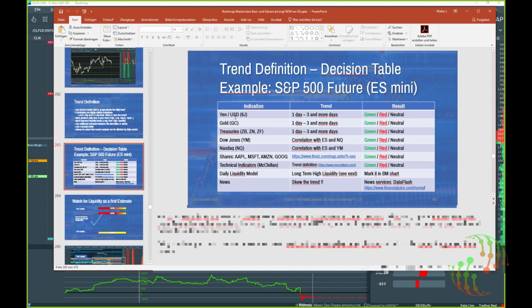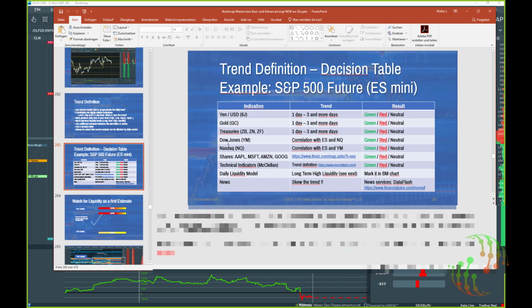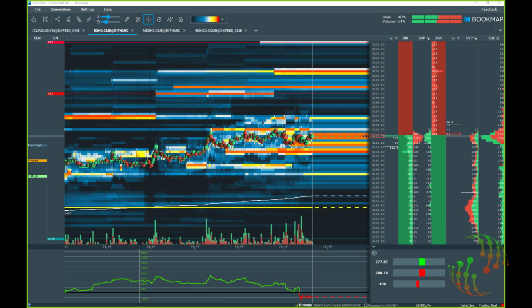What I haven't said here, this is yen, gold, treasuries, Dow Jones. Everything is up. Yen, gold, and treasuries are going sideways. Dow Jones and Nasdaq are in sync with ES. Shares: Apple is up, Microsoft is up, Amazon, Google as well. The indicators are in a positive state. Data liquidity model, by that I mean the following.